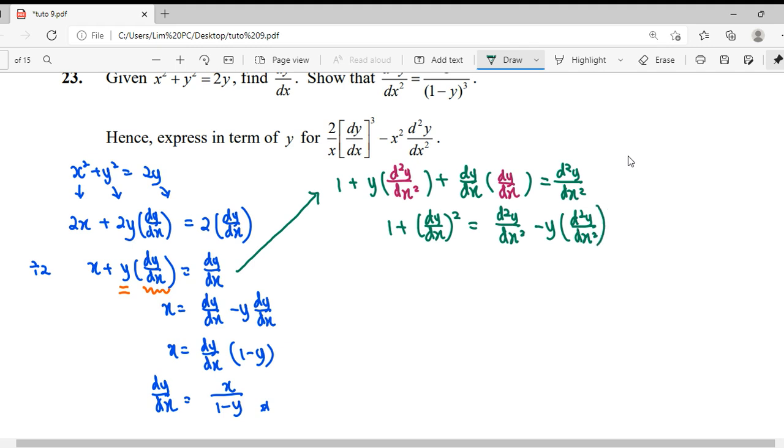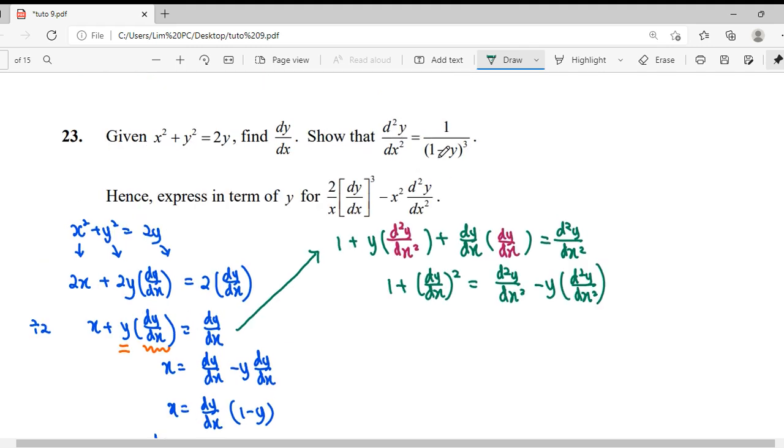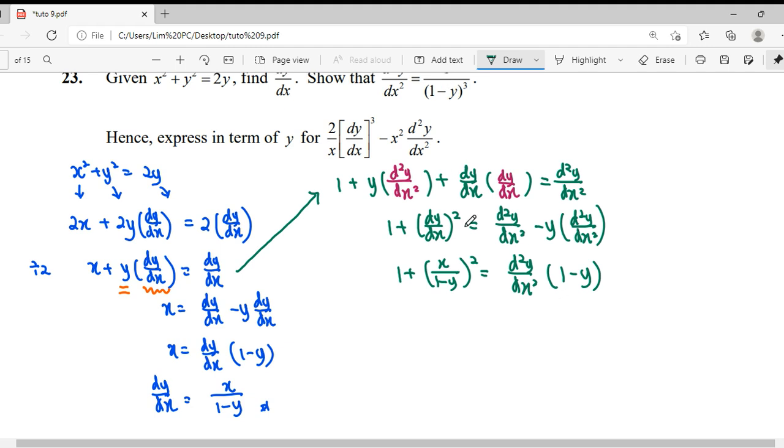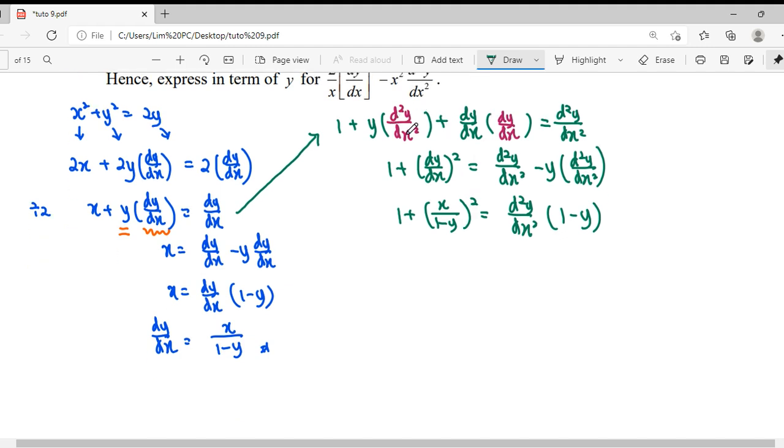So what can we do? Notice that our d2y/dx squared is in terms of y. So that means this dy/dx we're going to substitute with this term. So it will become 1 plus x over (1 minus y) squared. For this part, we factorize our d2y/dx squared, it will be 1 minus y. That's because I want to show it is 1 minus y. So that's why I move this d2y/dx squared to the right hand side instead of moving this to the left hand side.